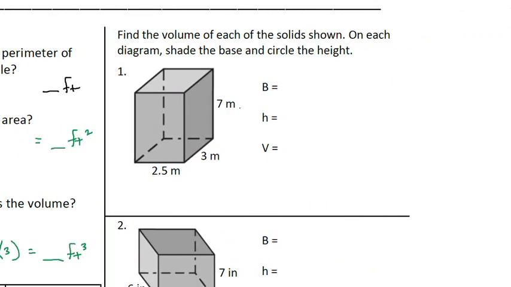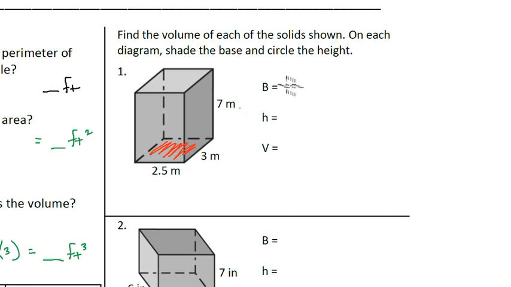Alright, now we're good. Find the volume of each solid shown. On each diagram, shade the base and circle the height. I want you to get in that habit of actually shading the base. So when I've got a shape that's turned like this, my brain always tells me what makes the most sense is the bottom is the base. Now this won't always be the case, especially with triangular prisms. But I'll pick the bottom as my base.